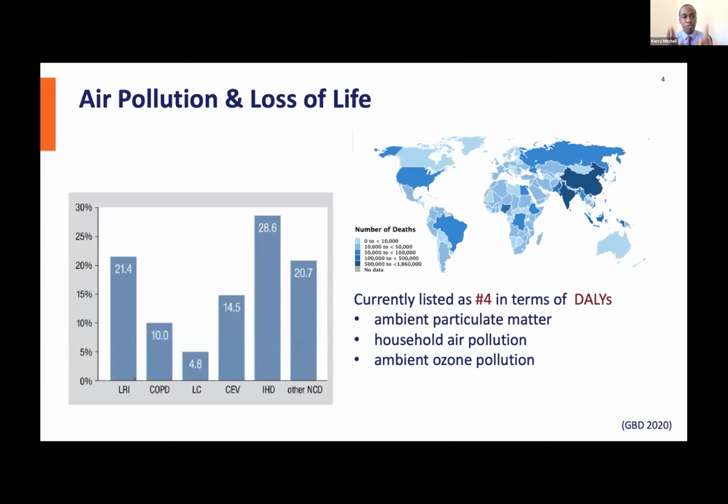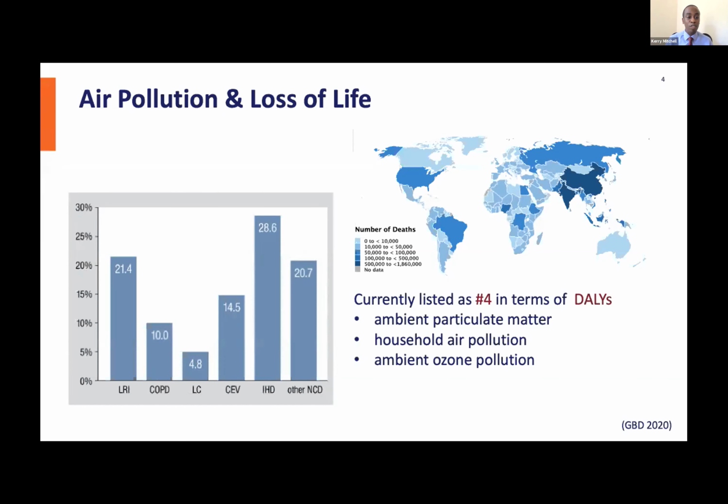And they categorized it in 3 main categories: ambient particulate matter, which is our focus today, household air pollution, and ambient ozone pollution. And some of the endpoints they were looking at are listed here in the other graph, where you see LRI, lower respiratory infection, chronic obstructive pulmonary disease, lung cancer, cerebrovascular disease, ischemic heart disease, and other forms of non-communicable diseases. So it is a very, very serious matter.